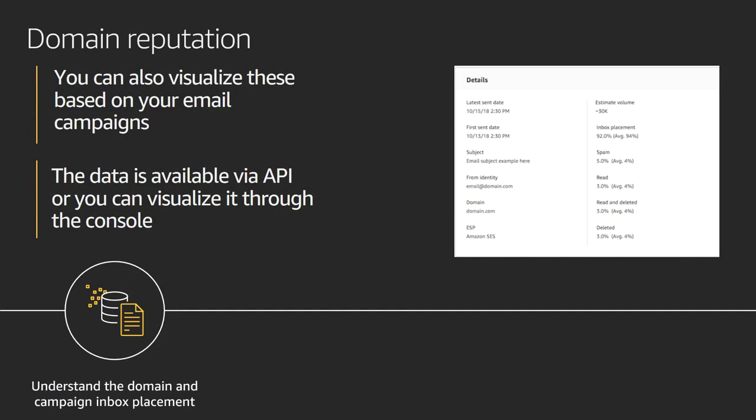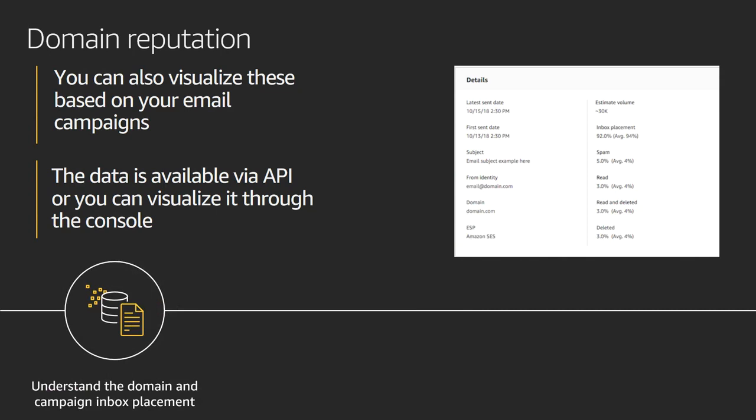What's cool about it too is you can also look at it at a per campaign level. And so you can look at, hey, did your domain reputation drop, and was it because of this particular campaign? And so you can see the factors that would contribute to some of those domain reputation results. So if the spam percentage is 5%, that's really high. You have a spam problem, because the inbox placement looks pretty good at about 92%.